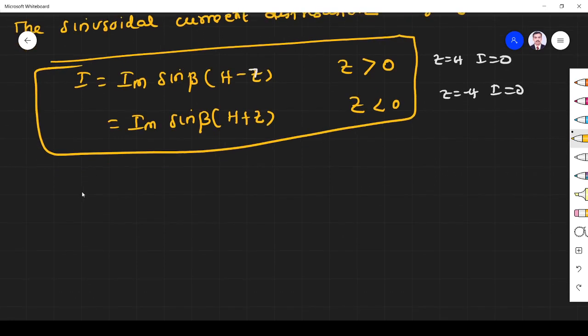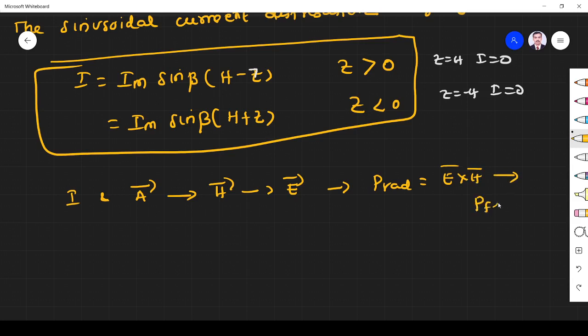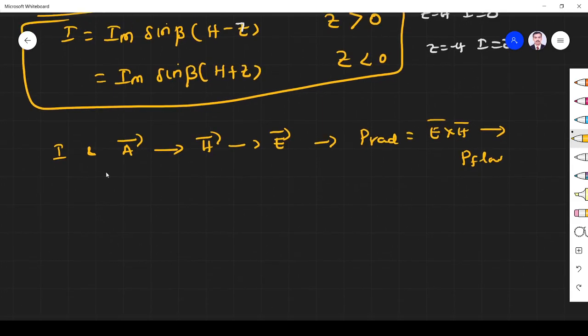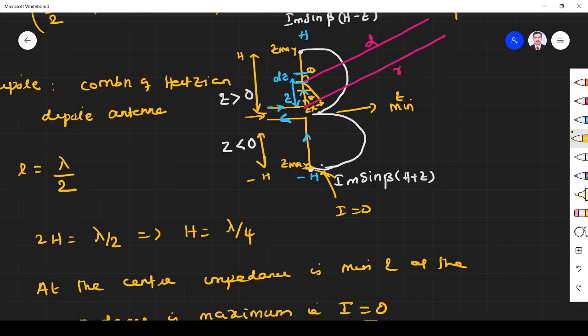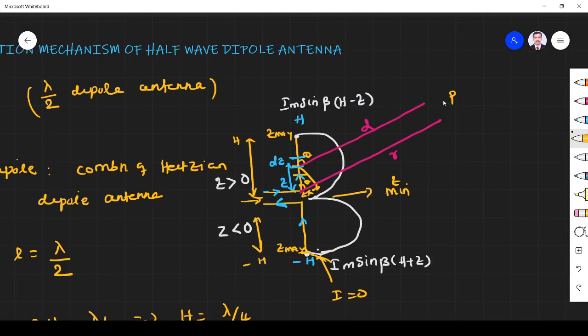Okay, so what is the normal procedure we follow to analyze the radiation mechanism? First, we have a current distribution. From that, we find the vector magnetic potential. From this, we find H. From H, we find E. Then we find P radiated, given by E cross H. Then from P radiated we find the power flow, which is the integral of P radiated dot ds. This is the procedure, and here also we are going to follow the same procedure. We have to analyze the radiation at a distant point P, because radiation is a long distance phenomenon. So we find it far away from the antenna, at the observation point P.